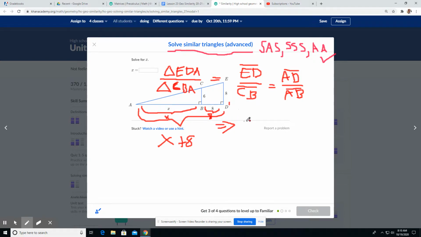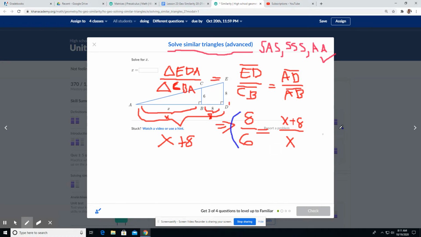So ED is 8. CB is 6. Equals AD. AD is x plus 8. I just talked about that. Over, and on the bottom, AB is just x. So this is the one where you have to clear fractions. That would be the technique I would use on this.